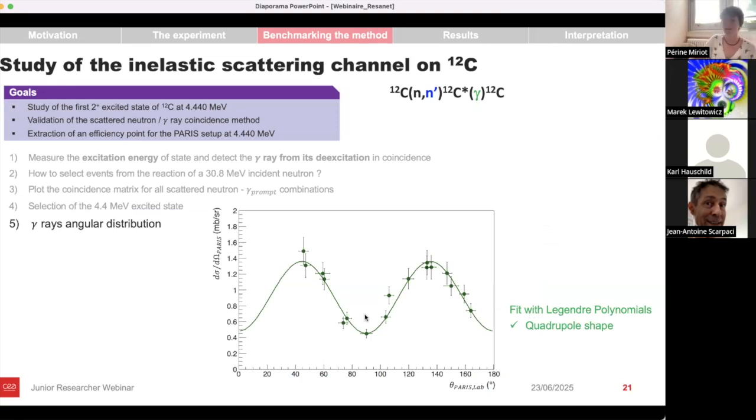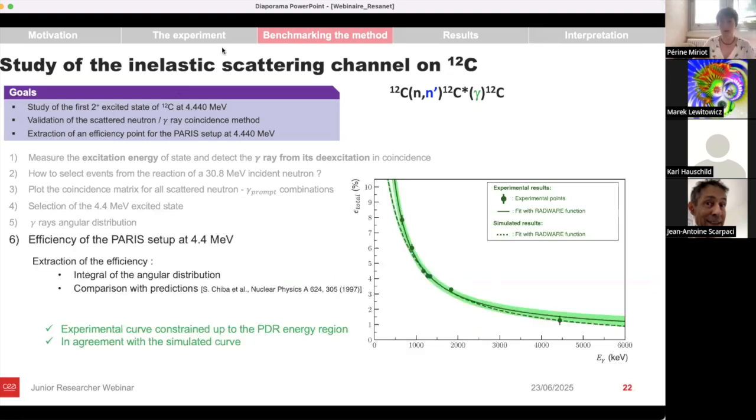The integral of this curve gave me the total cross-section for the population of the 4.4 MeV excited state with neutrons of 30.8 MeV. And comparing this value with prediction, I was able to extract an efficiency point at 4.4 MeV, which is given here. So here you have the efficiency as a function of the energy.